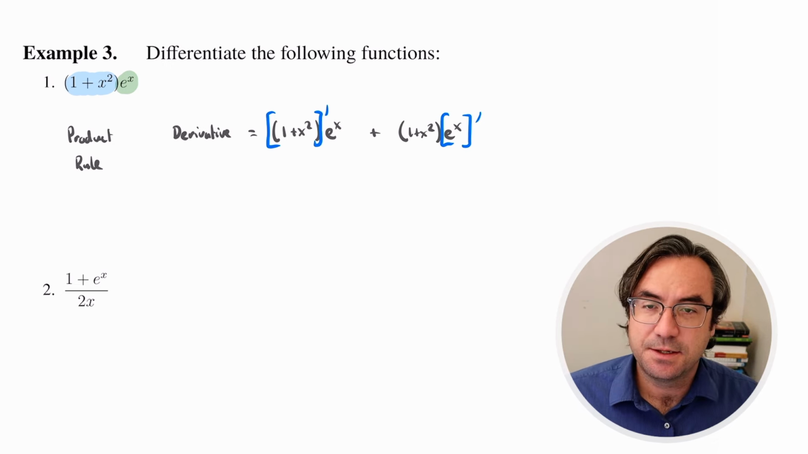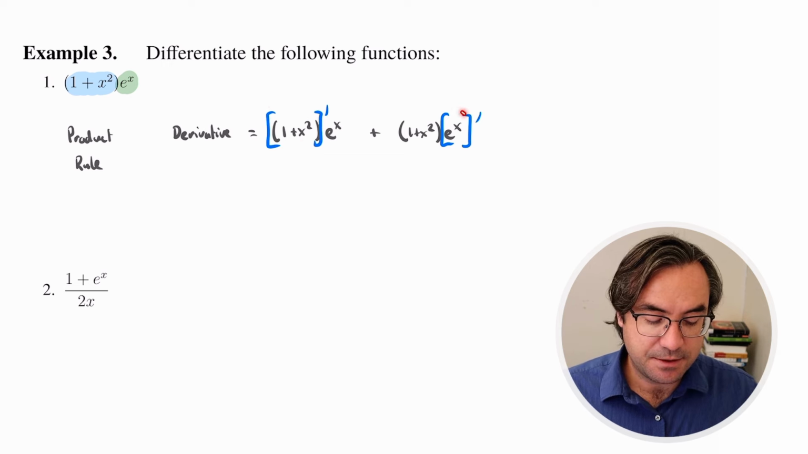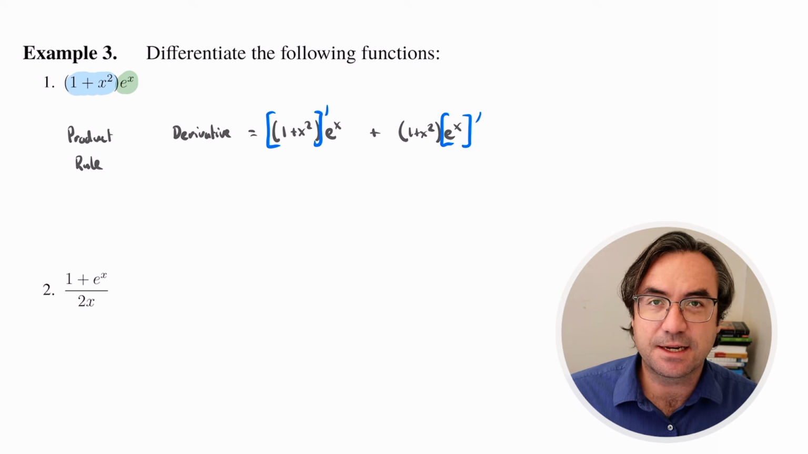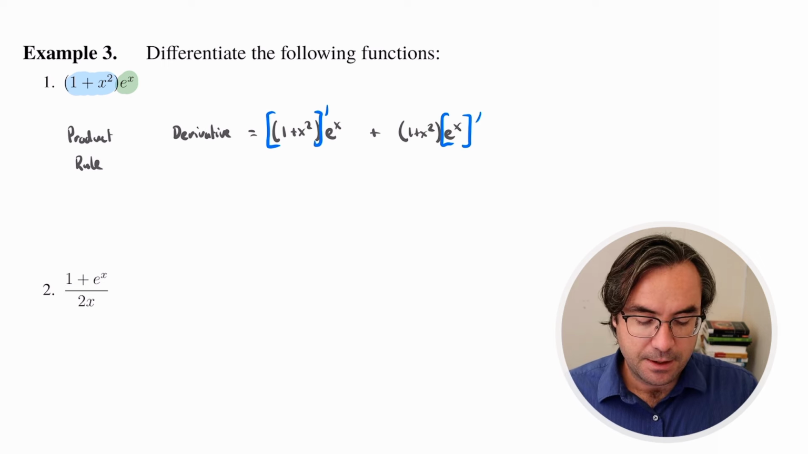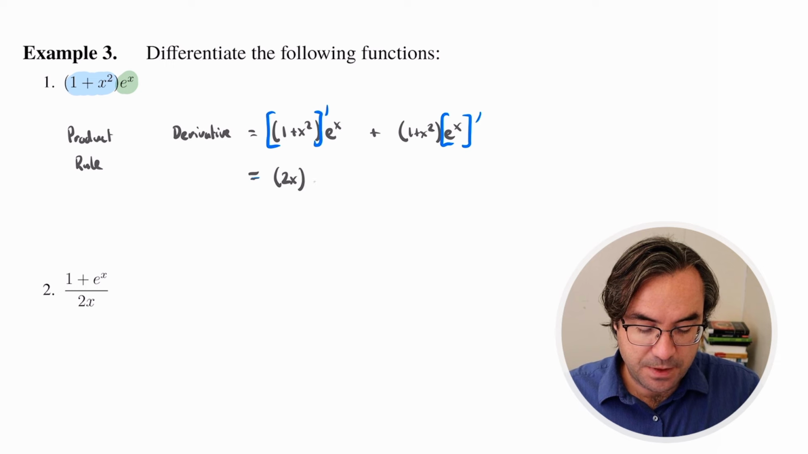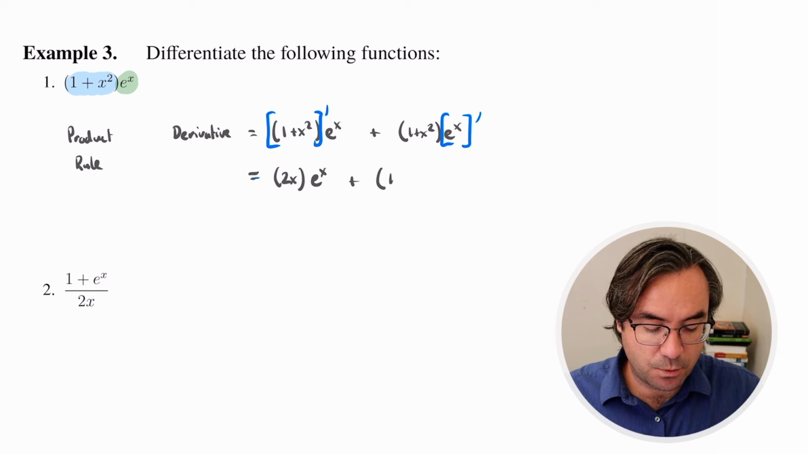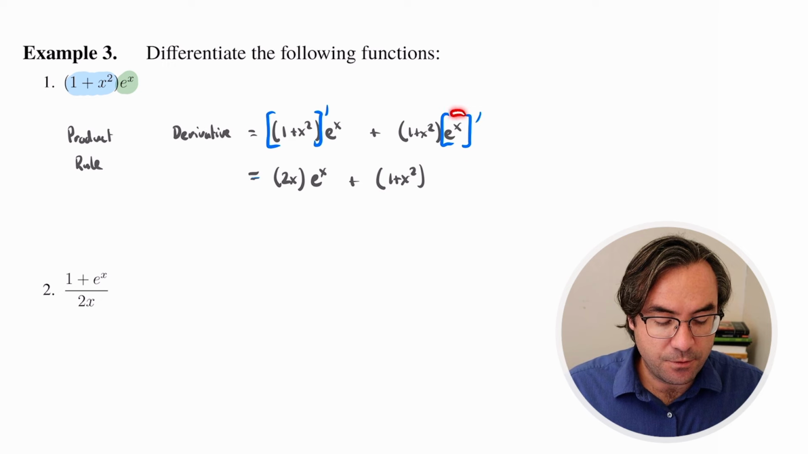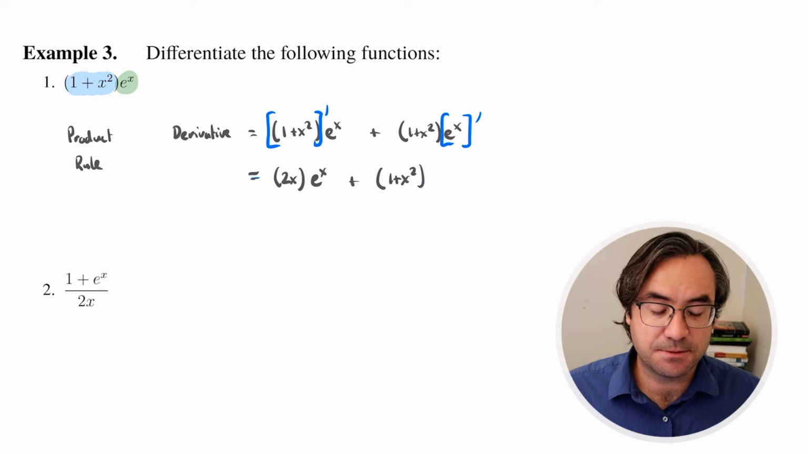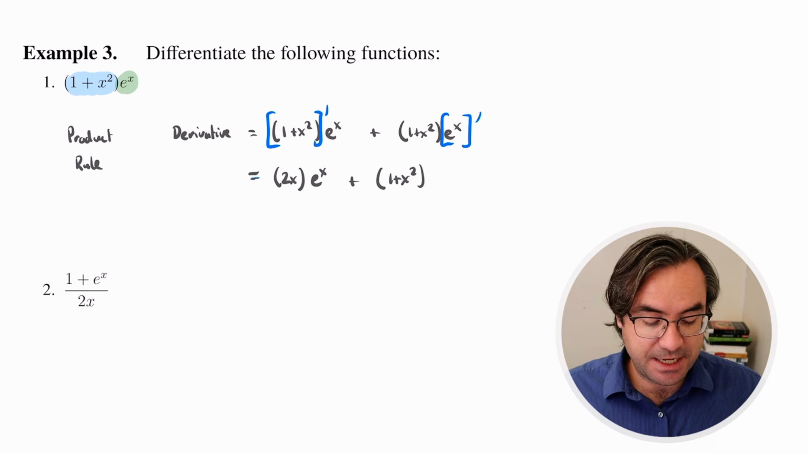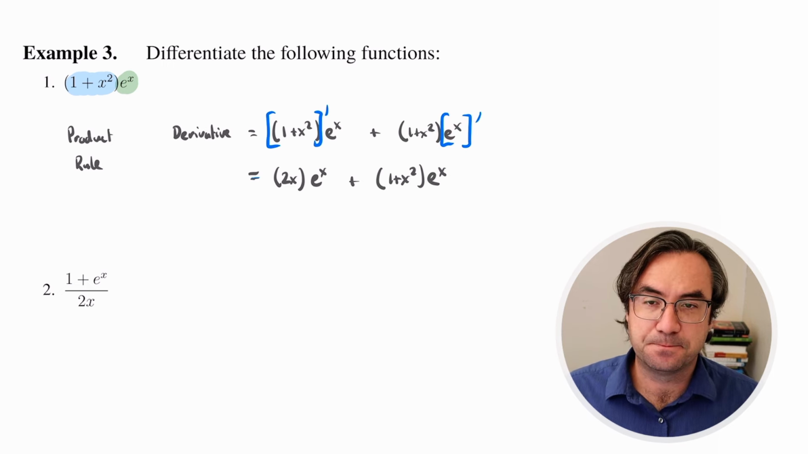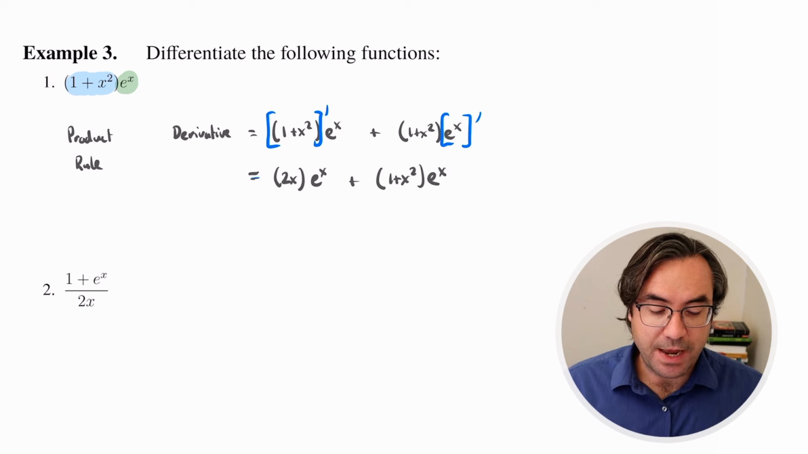So nothing new yet, but now when we go to differentiate these, especially that second one, that's where we're going to be seeing our new piece of info. So if we differentiate the 1 plus x squared, we get 2x. And then we have times e to the x plus (1 plus x squared). Don't forget the parentheses here. And then when we differentiate this e to the x, well, the derivative of e to the x is just e to the x. So there we go. And we're done. We have our derivative.